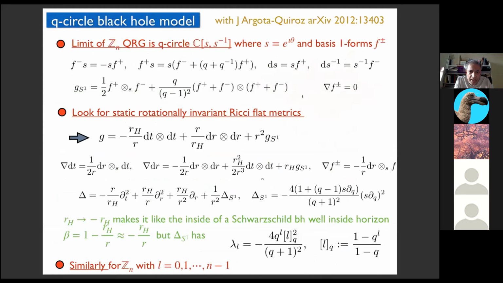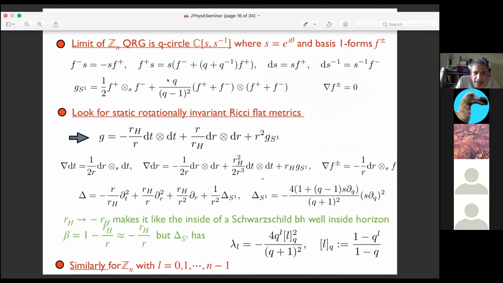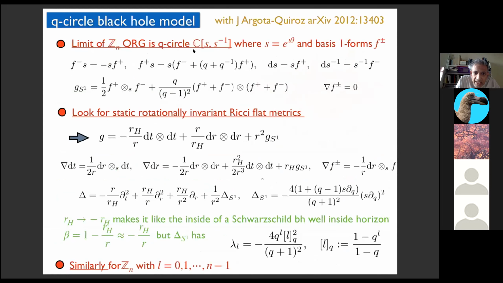Okay, I've got a bit of time left, and I want to just tell you about a couple of other models. So also in the same preprint with Julio, we look at one dimension down. So at each R and T, we're going to take a discrete circle, or rather what I call a Q circle.